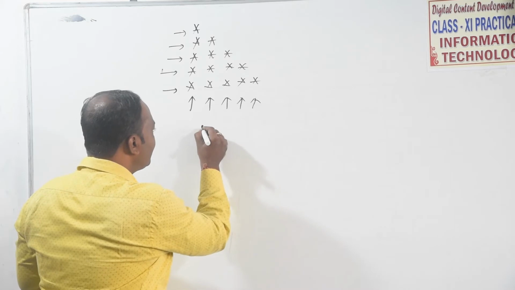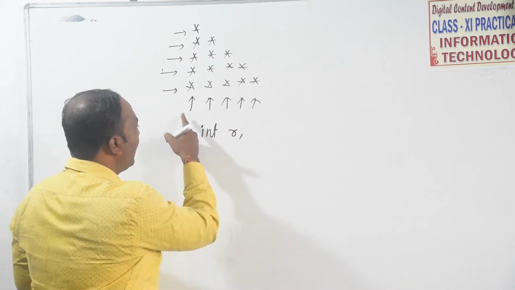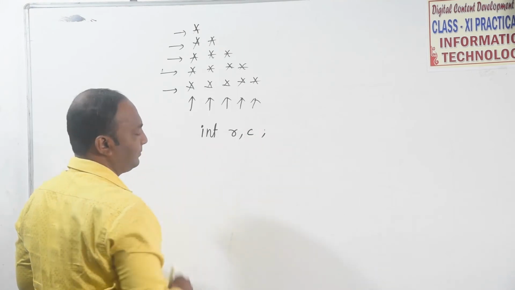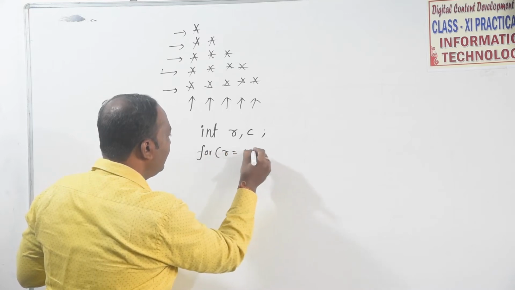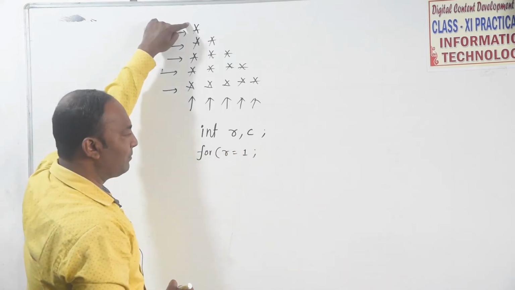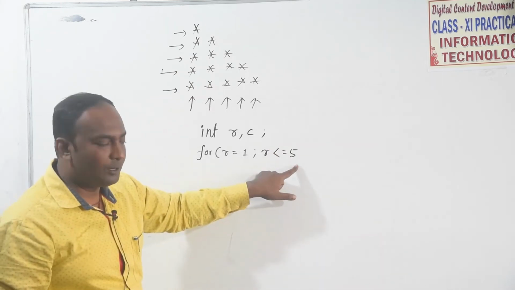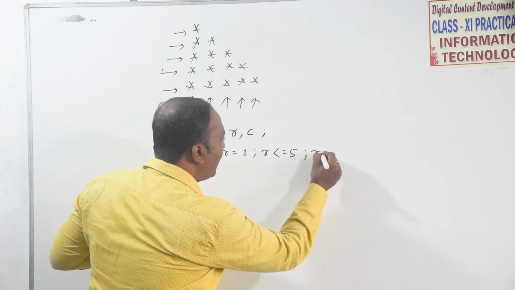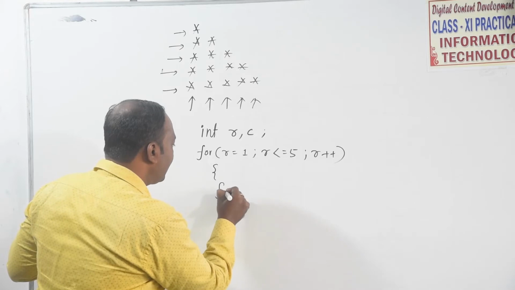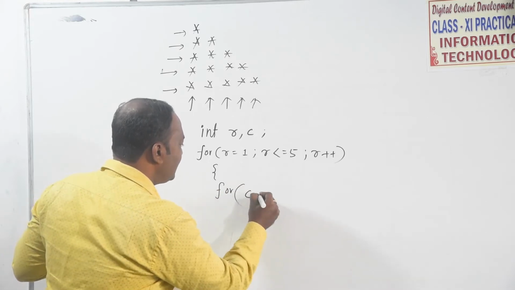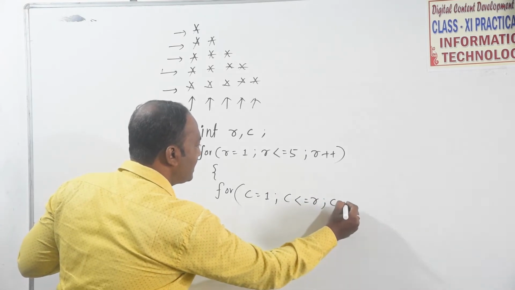So, we have to just take R for row and C for column. For R is equal to 1, it will start from row number 1. R less than or equal to 5, it will go to the number of rows, 5, then R plus plus, the increment. Then another loop will be taken inside the loop for the columns. C is equal to 1, C less than or equal to R, C plus plus.